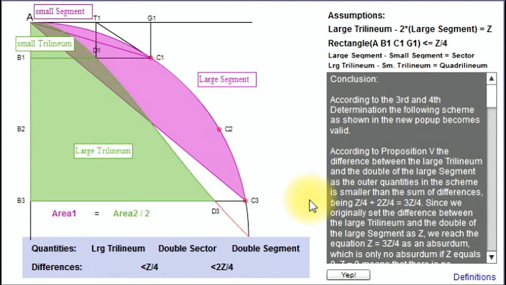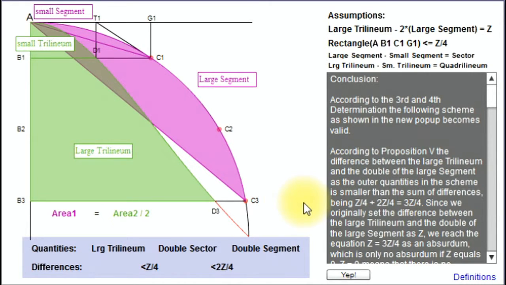as we have shown in proposition 5, the difference between the large trilineum and the double of the large segment, the difference between the outer elements, must always be smaller than the sum of all differences. And the sum of all differences basically is a quarter of z plus 2/4 of z, which is making up 3/4 of z.